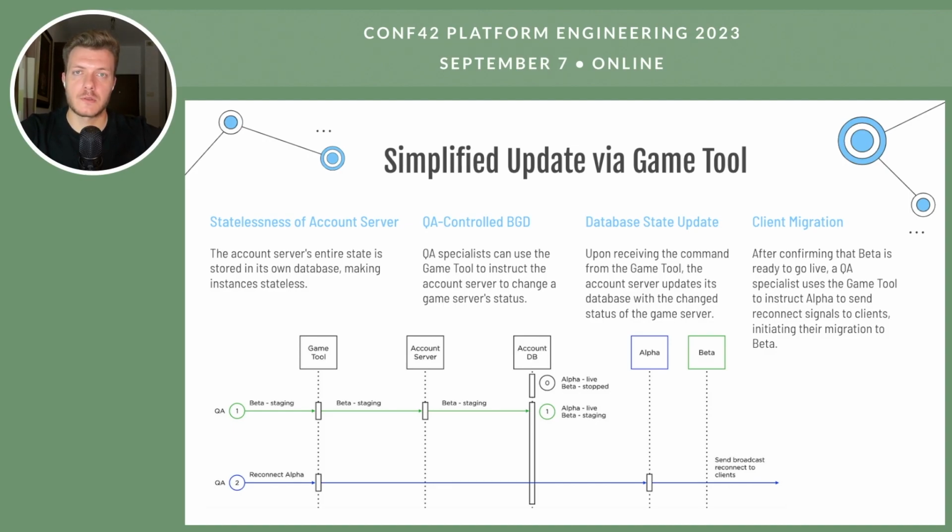A QA specialist uses the gametool to instruct the account server to change beta status from stopped to staging. This is where a final check takes place, and once beta is confirmed to be live, the same QA specialist uses gametool to prompt Alpha to send a reconnect signal to all connected clients, initiating their migration to beta. This approach offers a simplified, user-friendly method for QA specialists to manage the complex project of server updates, ensuring a seamless player experience while maintaining the integrity of our game servers.